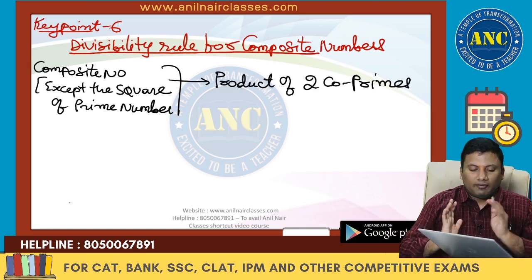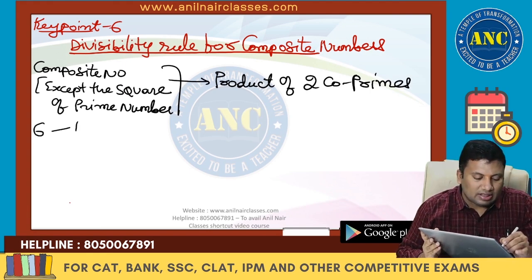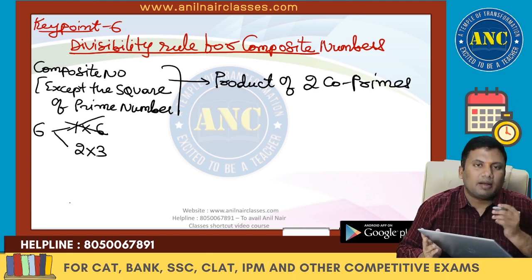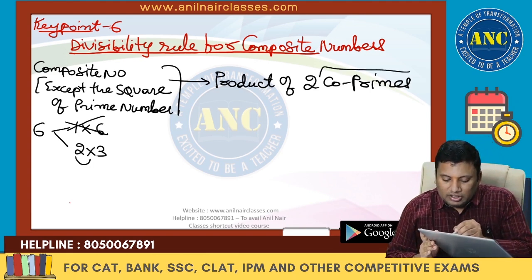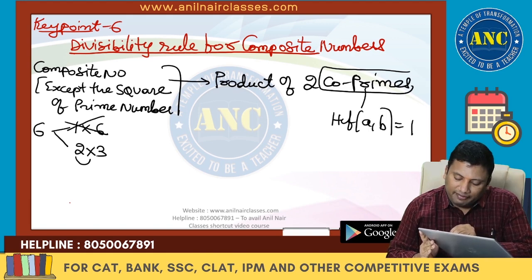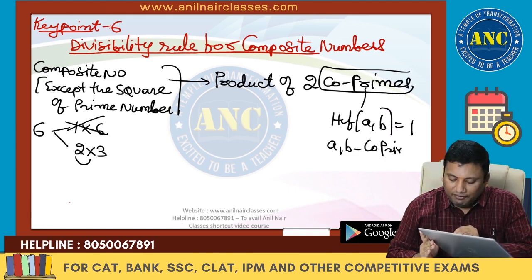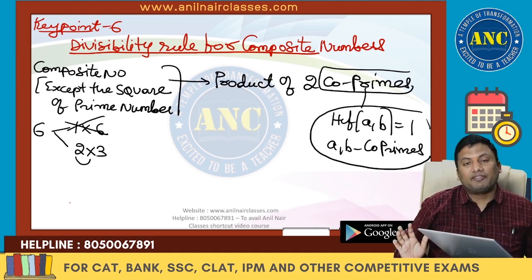Now, what we will do is, suppose 6 is there. 6 is nothing but 1 into 6, and it is also 2 into 3. Writing the number itself is 1 into 6. 2 numbers are said to be coprimes if their HCF is 1. If A and B are coprimes, then their HCF is 1.